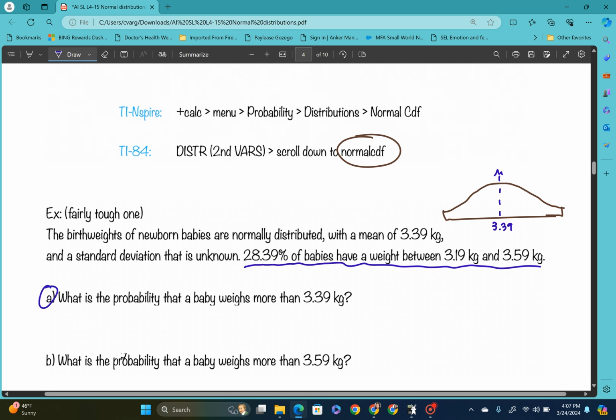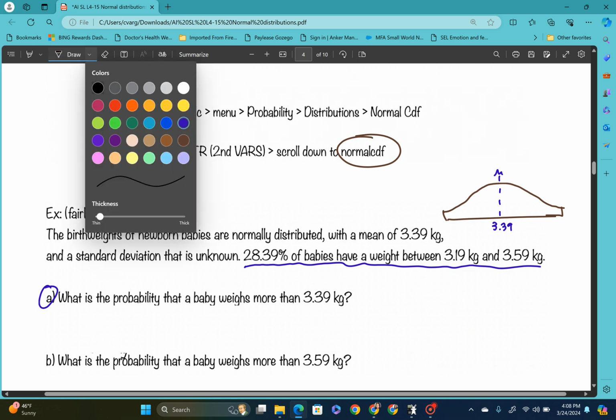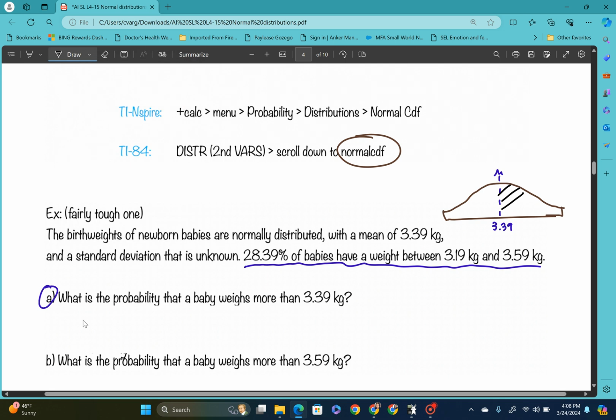Part A: what is the probability that a baby weighs more than 3.39 kilograms? So what do we want? We want 3.39 and greater. If we know that the whole thing is going to be 1, this whole thing right here is 100%. Then half of that is going to be 0.5 or 50%. That should be pretty intuitive at this point. The whole curve is 100%, half of that is 0.5. Hopefully pretty straightforward. All right, next.